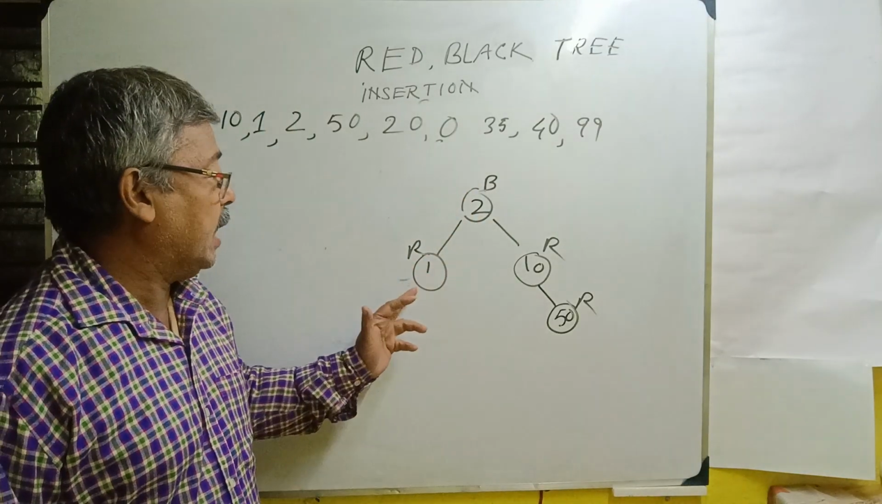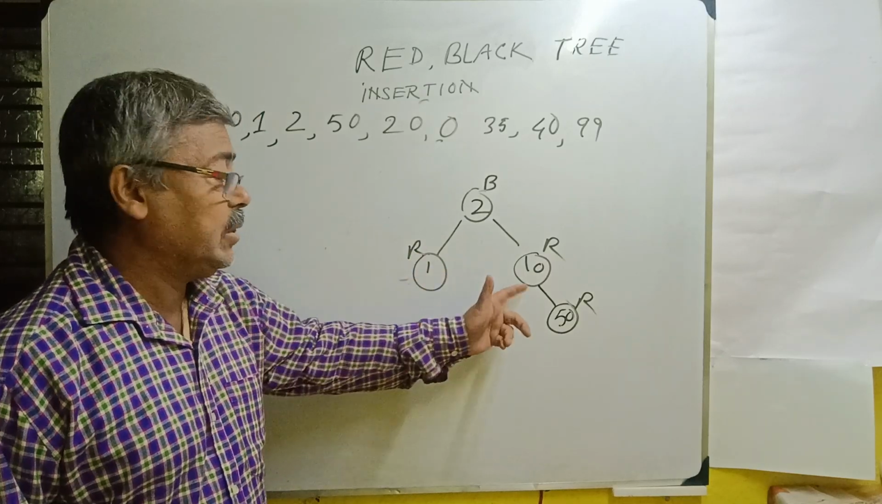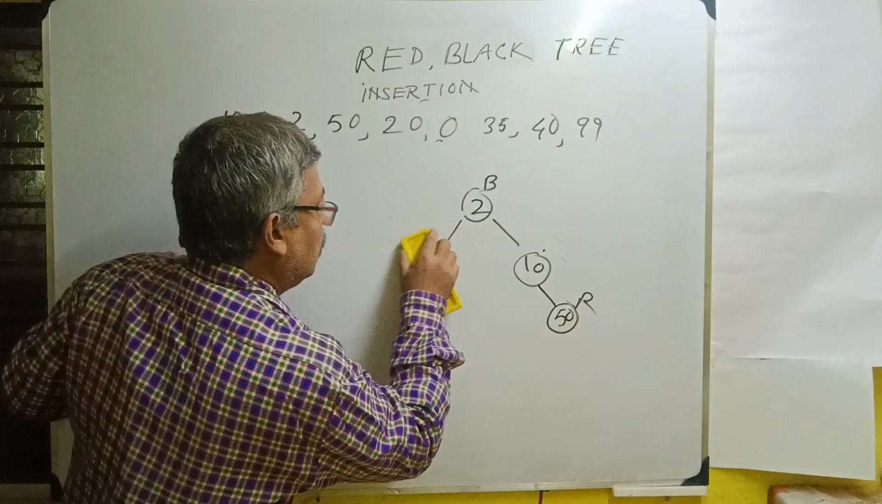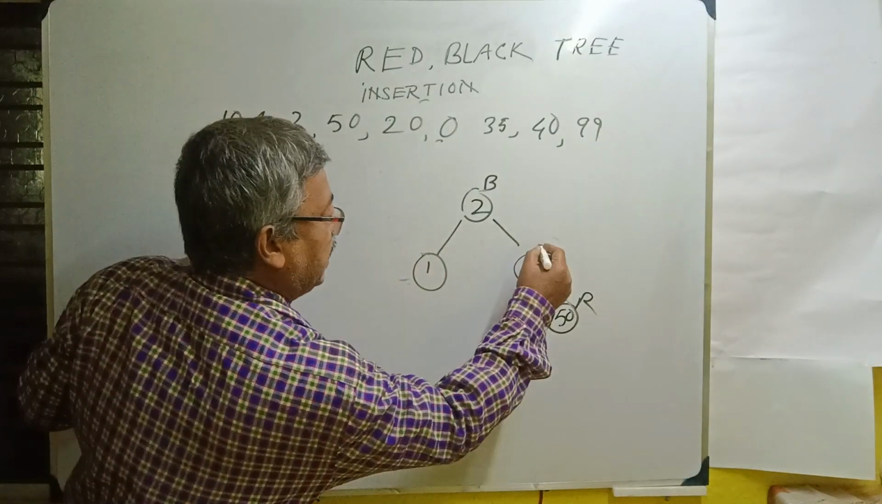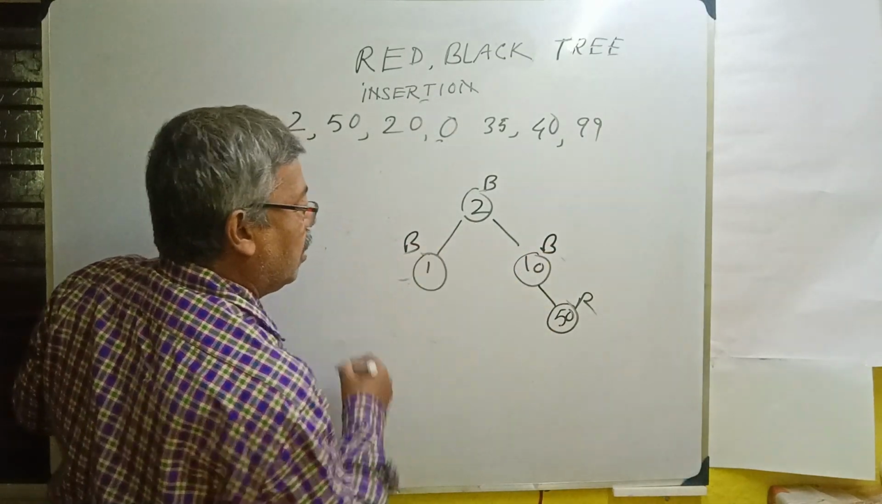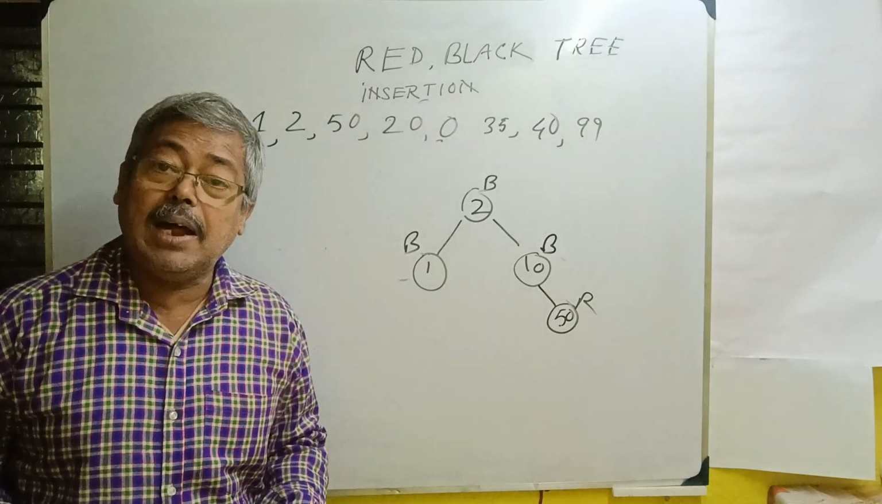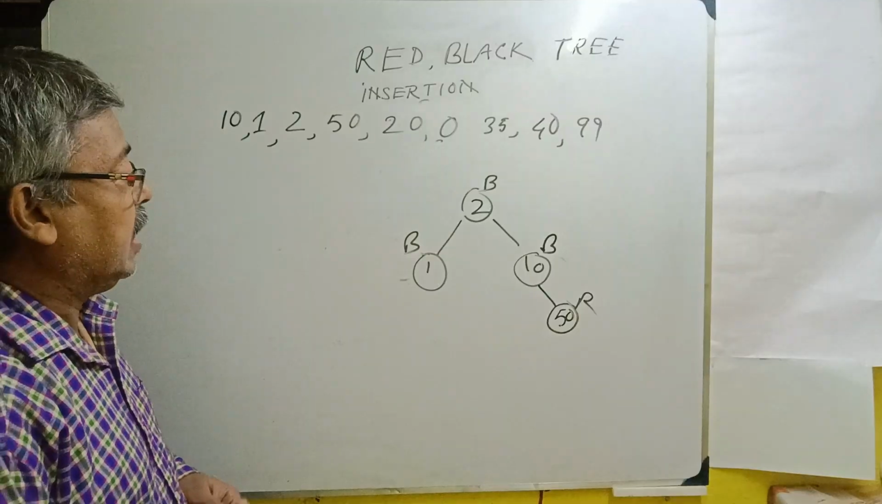So the color of the 2 nodes, that is 1 and node 10, will be changed from red to black. From red to black. The inserted node's color will not be changed, so the color of the 50 node will be unchanged. Okay, the color is already changed.